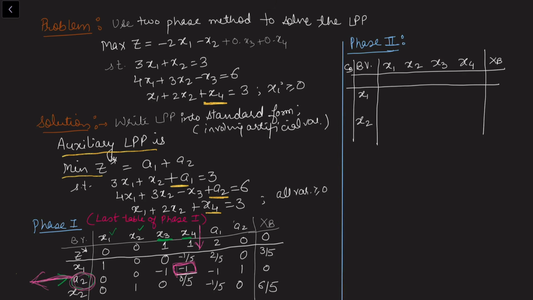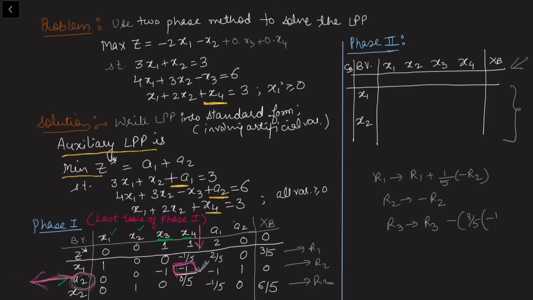So using the row operation, I'll first fill out this table, and here I will leave the z row, because the z row is calculated with the new objective function, not with this one. So for the calculation of the z row, I'm not using the row operation. I'll consider these as R1, R2 and R3. So with this in mind, the new row operation will give me R1 as R1 plus 1 by 5 times minus R2. That is the pivot row. R2 goes to minus R2. You can see that here it is -1. And R3 goes to R3 minus 3 by 5 with the help of the pivot row, which is -2.